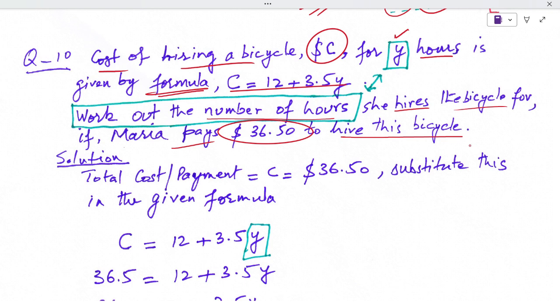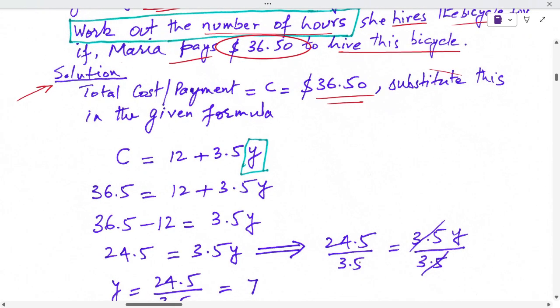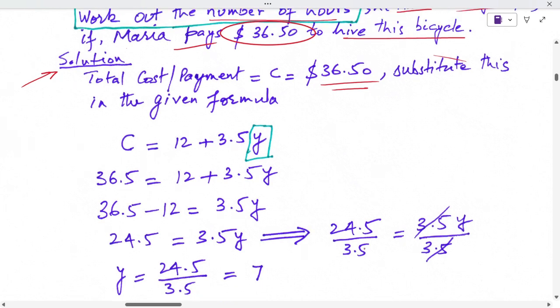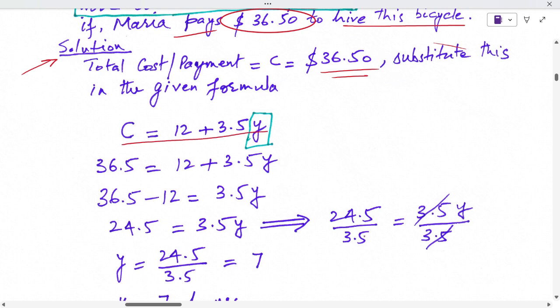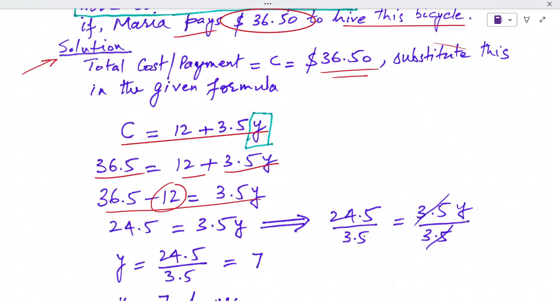That means the total amount that she had paid was $36.50, and the formula is very much there. Total cost is also given as $C. So you put in the values in the formula. That is $36.50 is equal to 12 plus 3.5y, and then simple calculation. Take 12 on the other side, it will become minus. You will be left with 24.5 equal to 3.5y, and then divide both sides by 3.5. You will be left with y is equal to 7 hours.